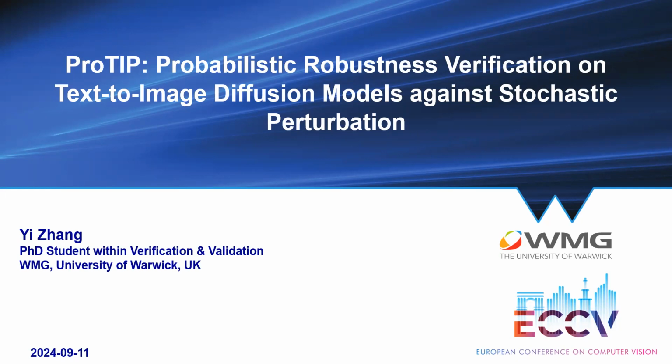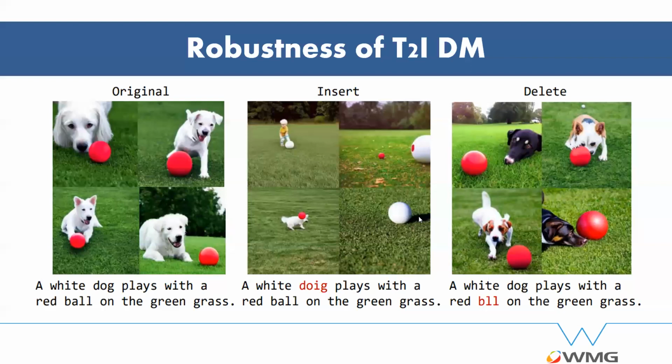I will share my work from the European Conference on Computer Vision 2024, and the topic is ProTIP, which is probabilistic robustness verification on text-to-image diffusion models against stochastic perturbation. The text-to-image diffusion model is one kind of image generation model which can generate high-quality images from simple text descriptions. However, like other deep learning models, they also suffer from robustness issues.